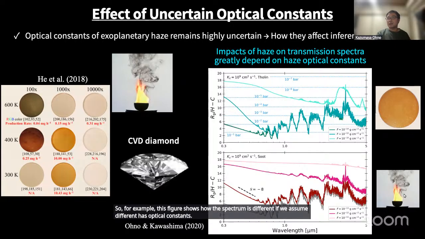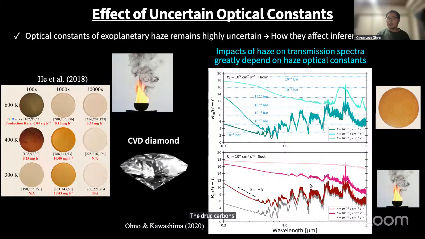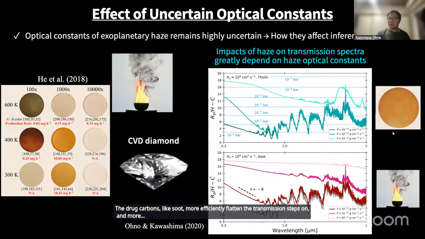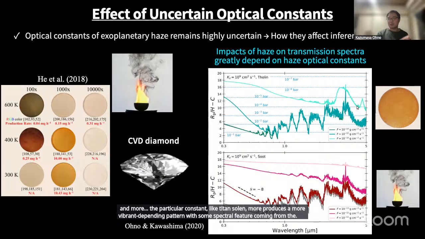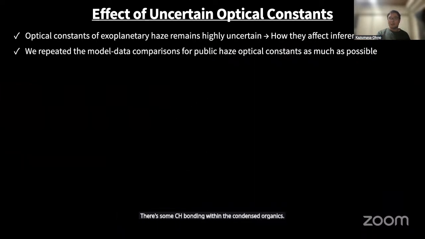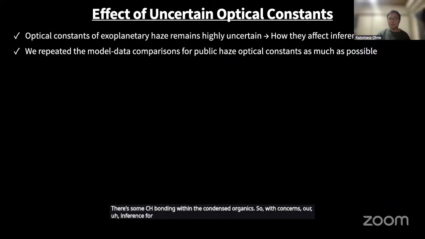The black carbons like soot more efficiently flatten the transmission spectrum, and more the optical constant like tholin produces a more wavelength-dependent pattern with some spectral features coming from CH bonds within the condensed organics. So, with concerns, our inference for the GJ 1214b observations may depend on such a haze optical constant.